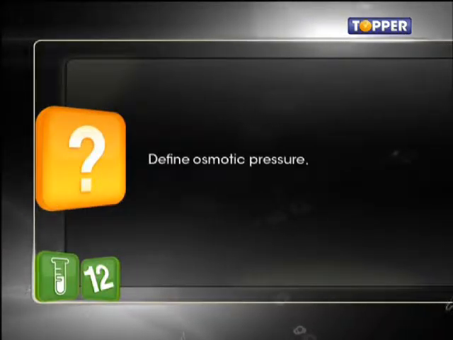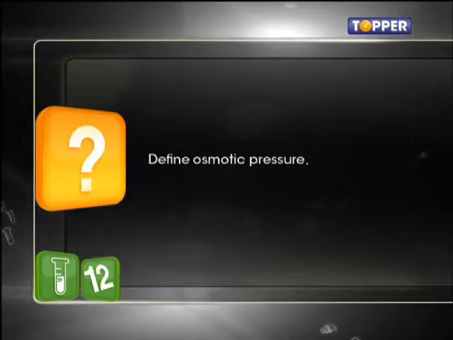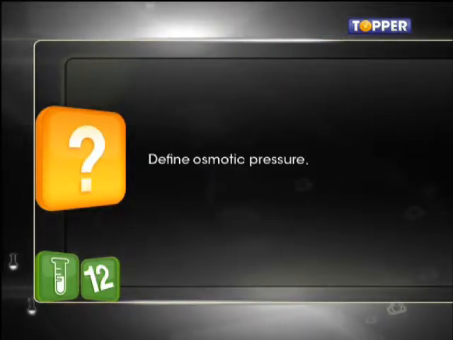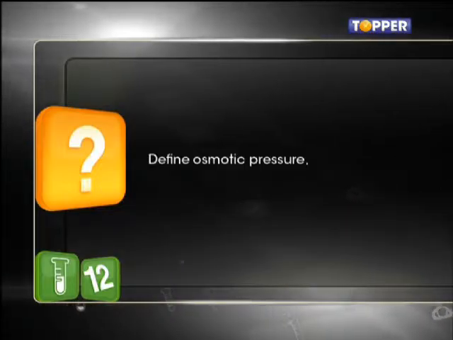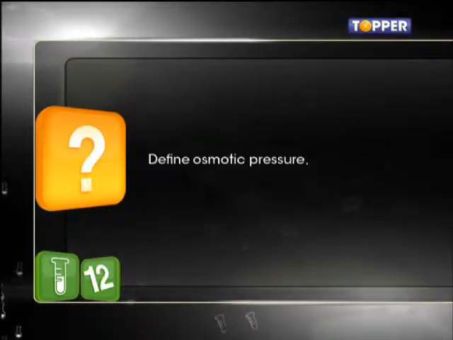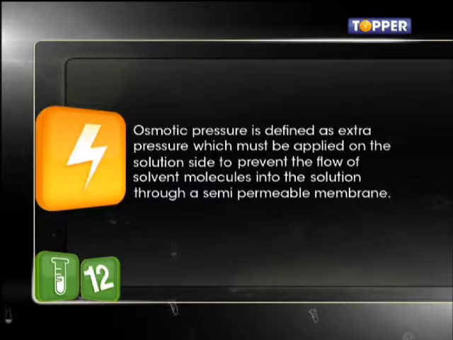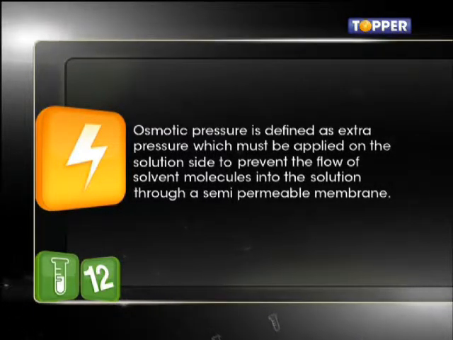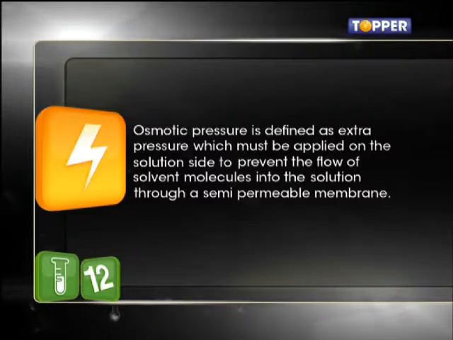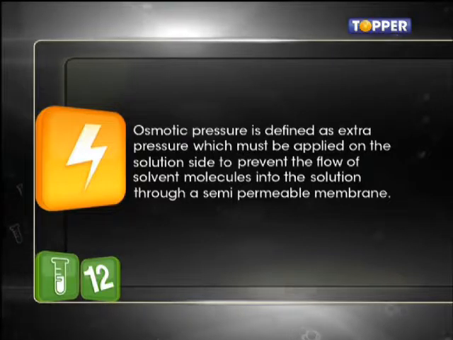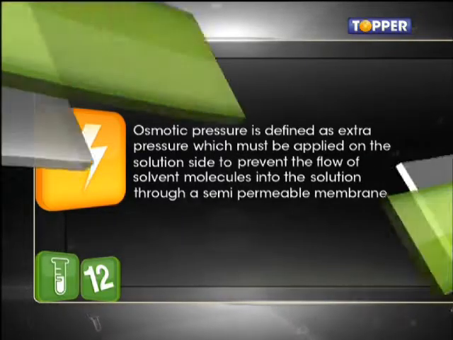Before the break, we asked you to define osmotic pressure. Did you try to define it? Good. But nevertheless, let me give you the foolproof definition of osmotic pressure. Here it comes. Osmotic pressure is defined as extra pressure which must be applied on the solution side to prevent the flow of solvent molecules into the solution through a semi-permeable membrane.